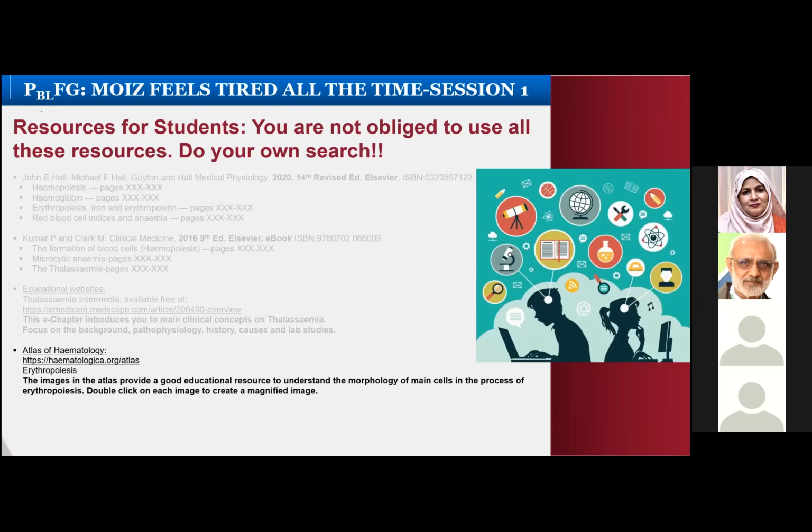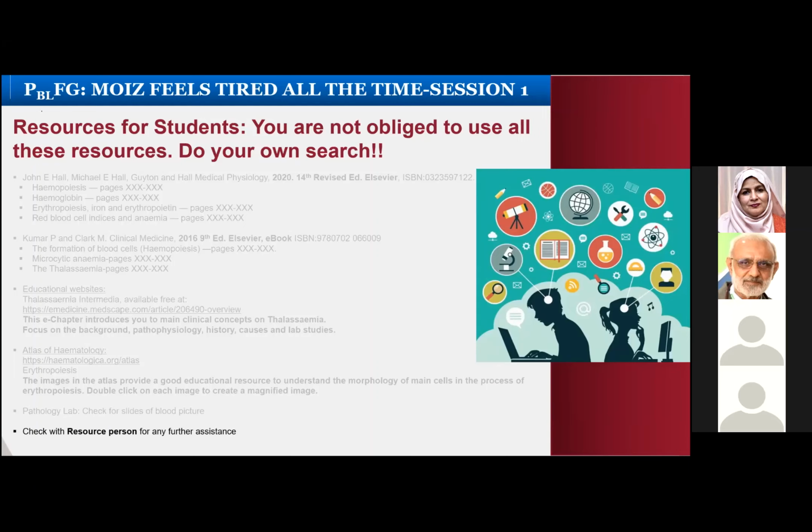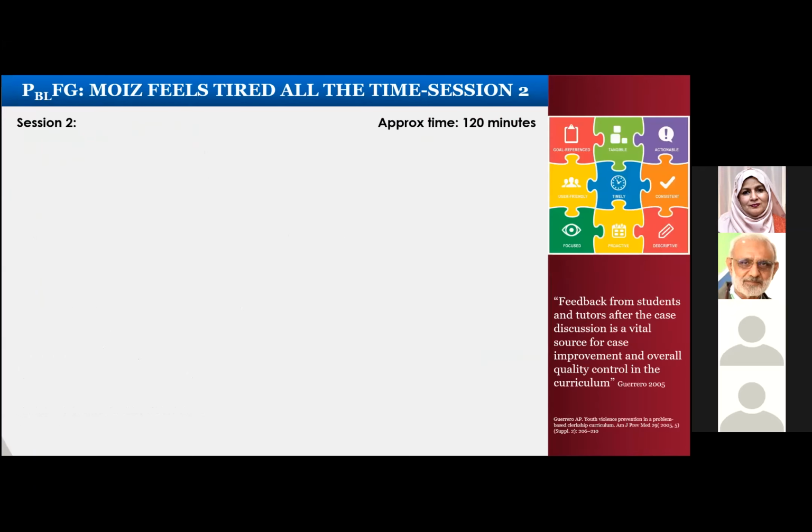Atlas of Hematology, look for the pictures of different types of anemias. Good educational resource to understand the morphology of the main cells in the process of erythropoiesis. Double click on each image to create a magnified image. So this type of information is given to the students. PathLab, check for slides and blood pictures, and check with the resource person for any further assistance. If you need any information, you can still go to the resource person, which is any of the staff members of the university. Okay, then comes the second session.